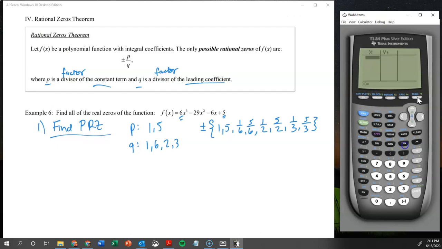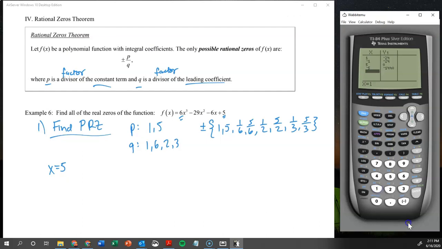Then I'm going to go to second graph to get to my table. Because I changed it to ask, my table is now blank, and I'm going to be able to plug in values from this list of possible rational zeros. I'll start with the first one, positive 1. I see that that is not a 0. What if I try negative 1? That is also not a 0. What about positive 5? That is a 0. So I'm going to write that one down: x is equal to 5 is one of my zeros. What about negative 5? No, that doesn't work.